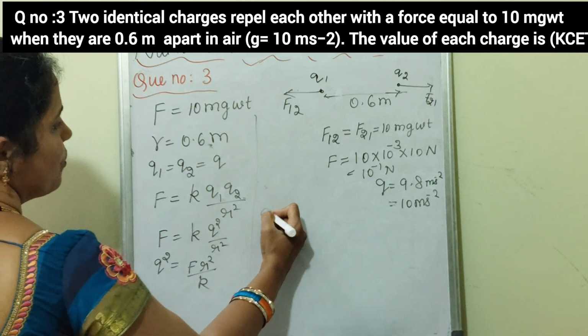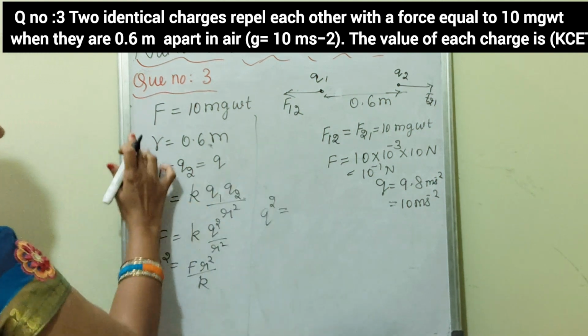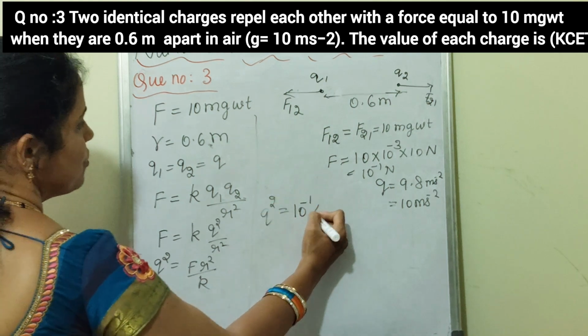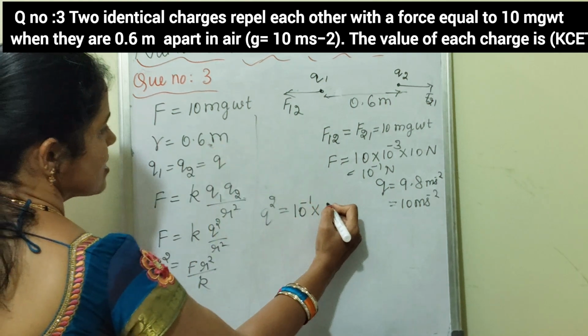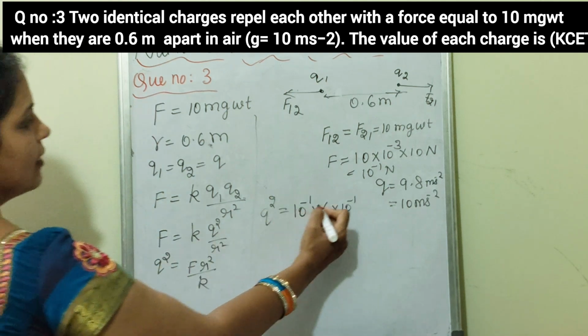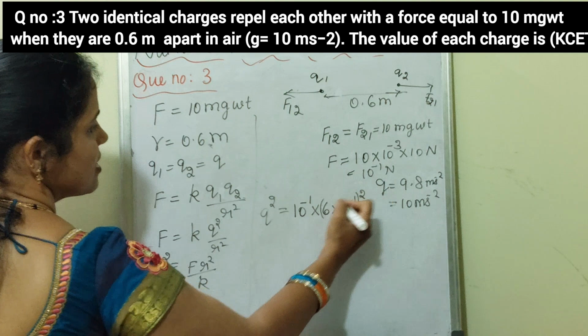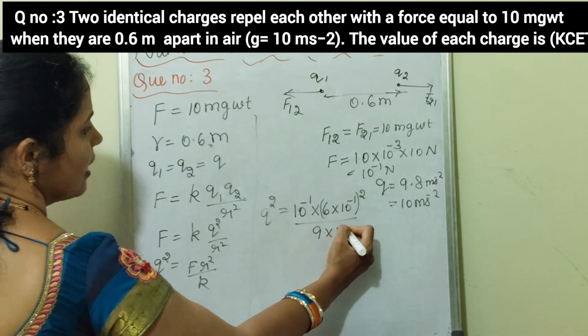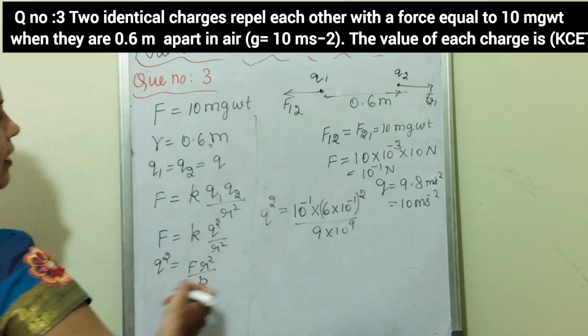Okay. So Q square is equal to F. What is the value of F? 10 to the power minus 1, into R square. R is 0.6, that is 6 into 10 to the power minus 1. Square it. 6 into 10 to the power minus 1 whole square, divided by K. K value is 9 into 10 to the power 9.